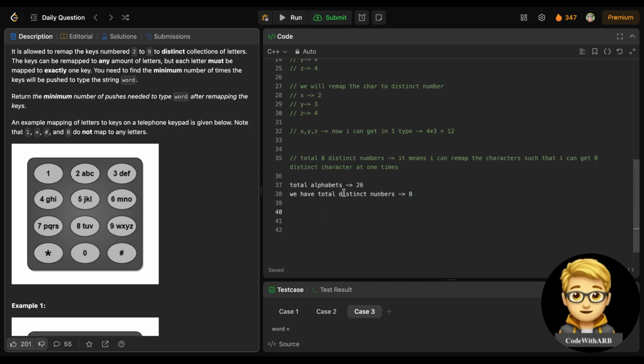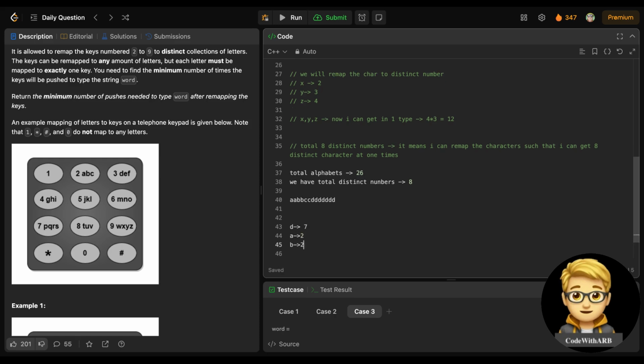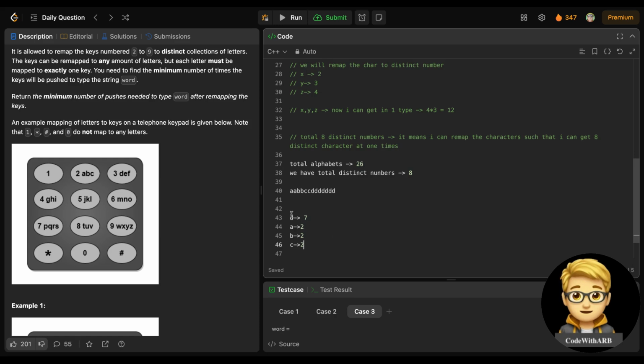That for sure. So suppose it is given like a b b c c d d, and this d is occurring the maximum number of times, and a, b, and c are occurring two times each. So we will first place this d at a distinct number at the first position, in place of a or in place of d. So that's how we will do it.